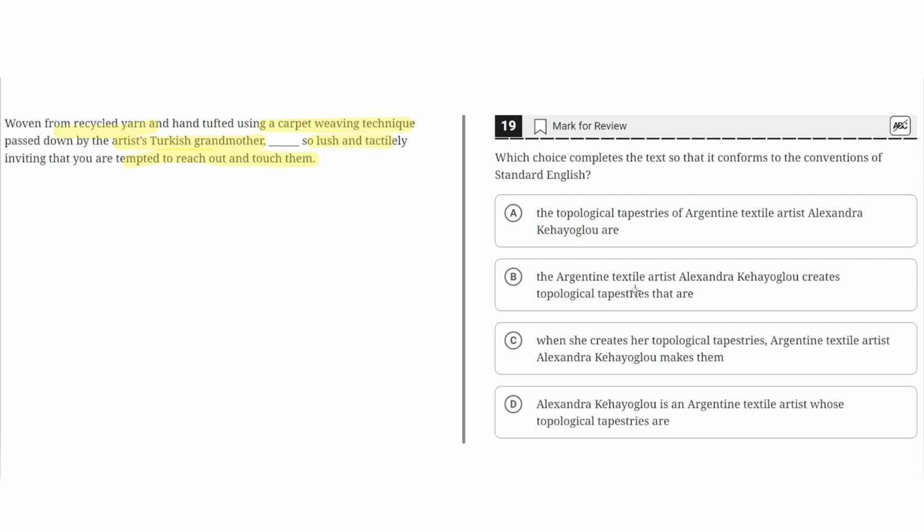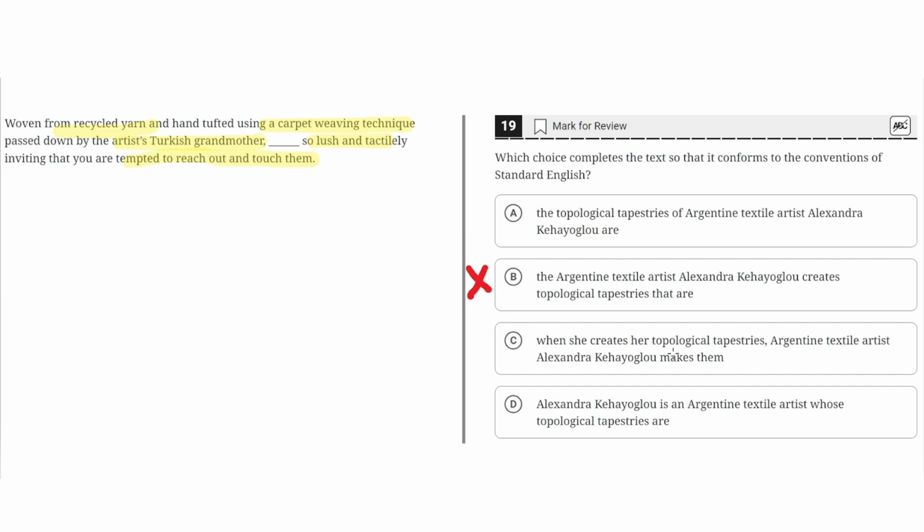B. The Argentine textile artist Alexandra Kiyohoglu creates topological tapestries that are. This is incorrect, because this would highlight the subject of the sentence as the Argentine textile artist, whereas it should be the topological tapestries, and in this case it highlights how the artist is woven from recycled yarn and hand tufted, not the tapestries. So B is incorrect.